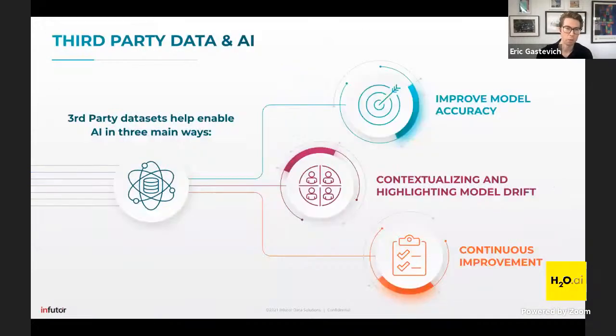So again, third-party data sets help improve model accuracy, contextualize, and highlight model drift. It's important to think about not just model accuracy and model drift, but record accuracy and record drift, right? So are you trying to use a really perfect model now, but the data that you're pumping through it is 2 years old and isn't performing as well because, in fact, that person has changed. And that gets into the third point of continuous improvement.